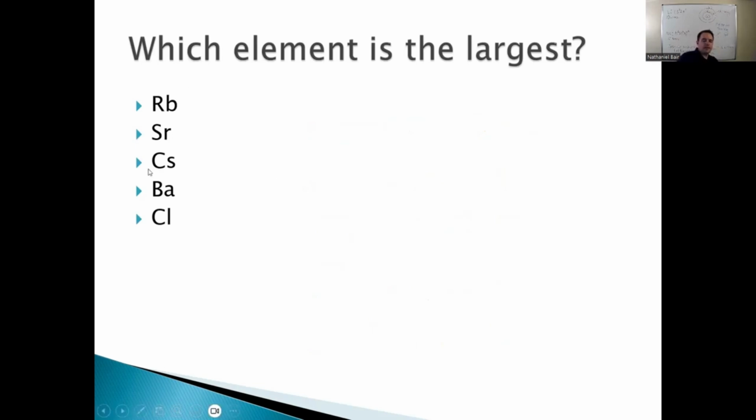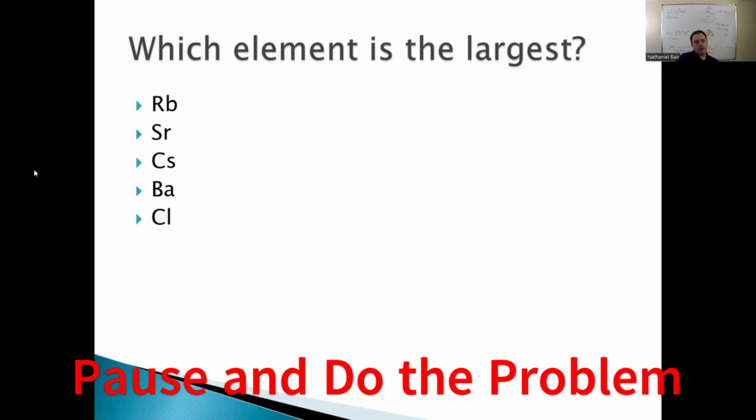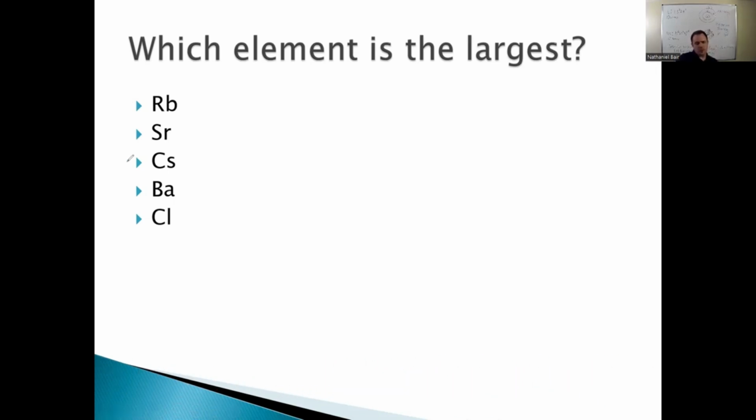Take a second here. Out of these 5 elements, rubidium, strontium, cesium, barium, and chlorine, which would be the largest? Take a look at the periodic table. Well, hopefully you looked at this, and hopefully you were between these two, right? We should be able to rule out everybody but these two, because chlorine is up in period 3. Rubidium and strontium, they're in period 5. 1, 2, 3, 4, 5. They're in row 5. But cesium and barium, they're in period 6.